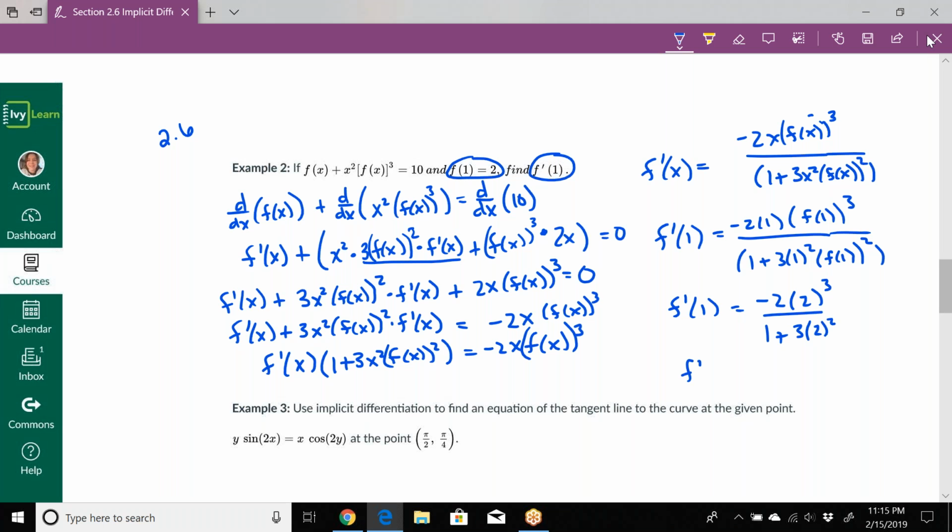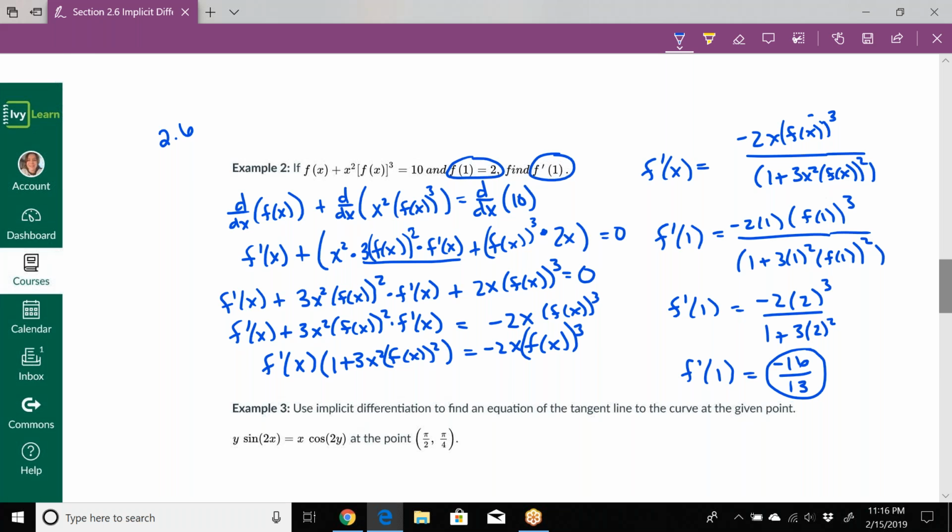So if we work that out, we get, this will be negative 16 on top. This is 4 times 3, which is 12, plus 1 is 13. So the overall answer is negative 16 over 13.